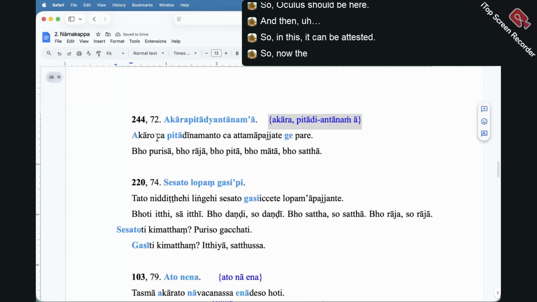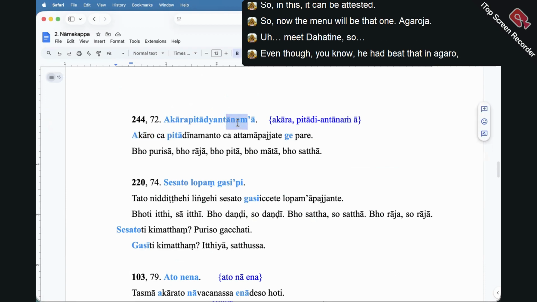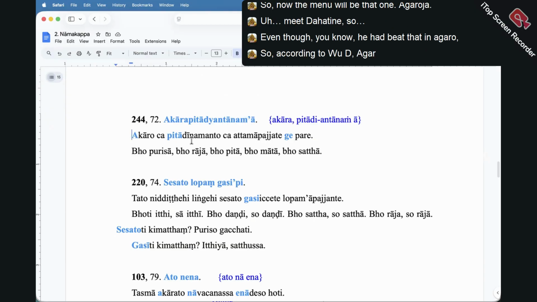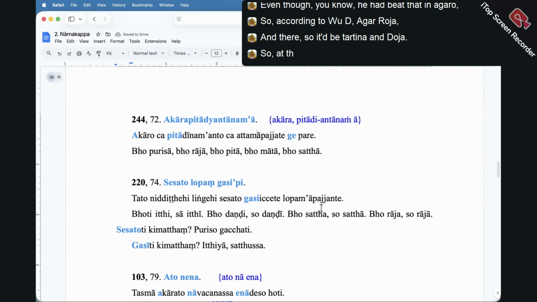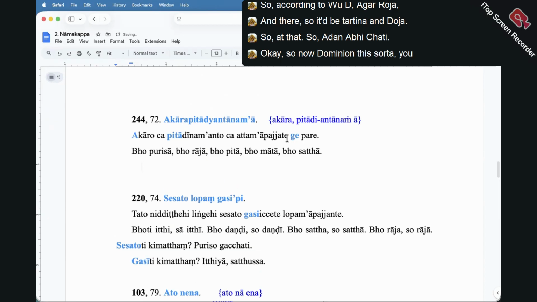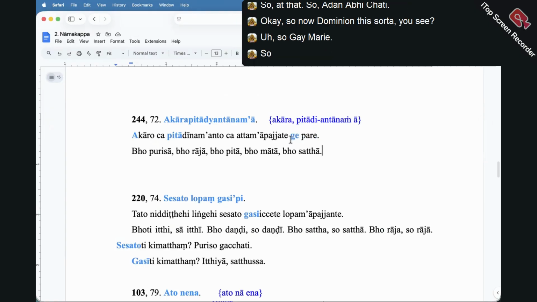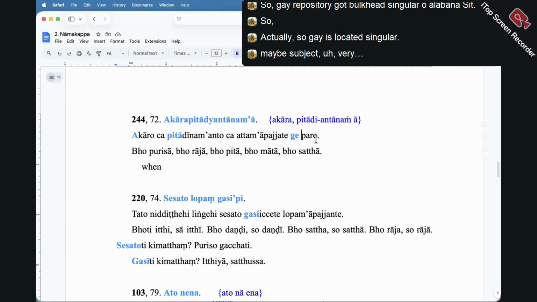So now the meaning of that one, agaroja, bidadina. So even though here bidadina, agaro. So according to Wodi, agaroja, and then so bidadina andoja. So adam abijati. So adan abijati. Okay, so now the meaning of this sutta, you see, so ge bari. So ge refers to the vocative case singular or alabana si. So actually, so ge is locative case singular, maybe subject. Bari can be understood the predicate.